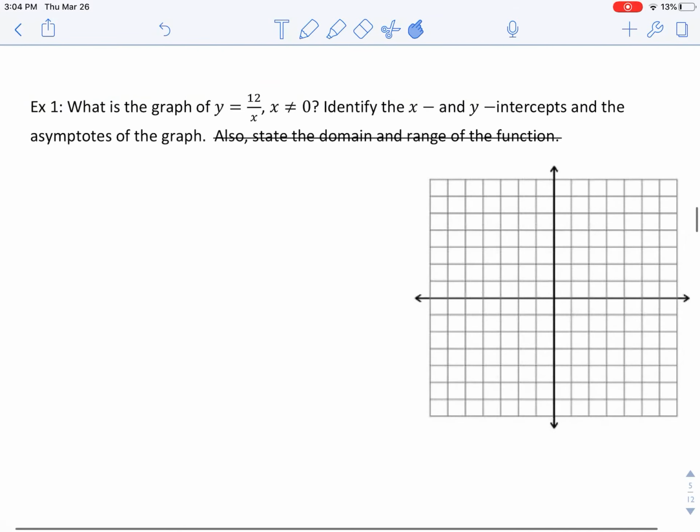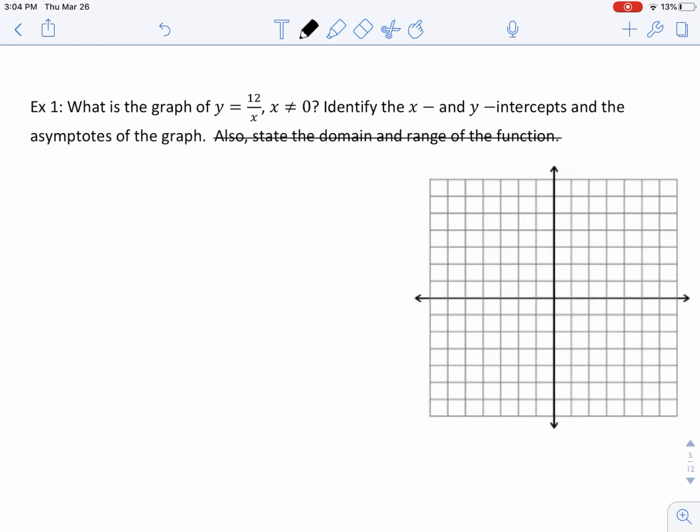So the first example is going to be very similar to what we did in section 1. We want to graph y equals 12 over x here. Anytime you're graphing y equals a number over x, we're just going to make a t-chart to graph that. Then we're being asked to identify x and y intercepts and asymptotes of the graphs.